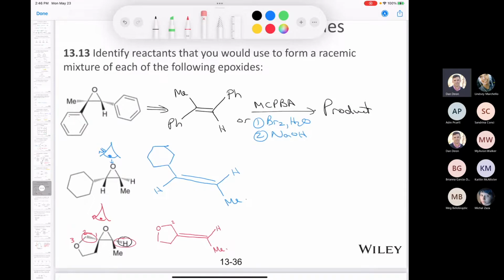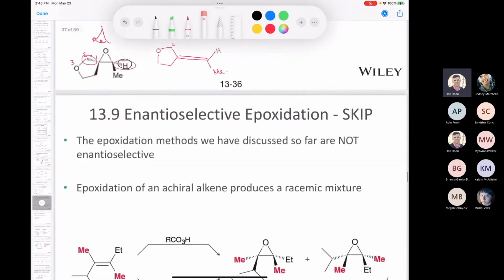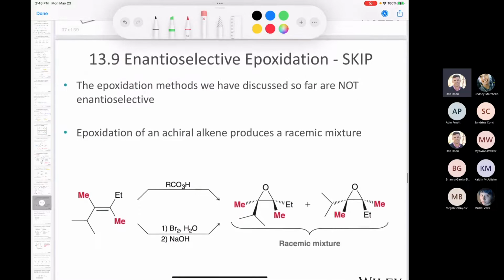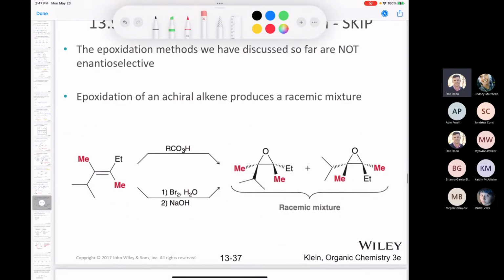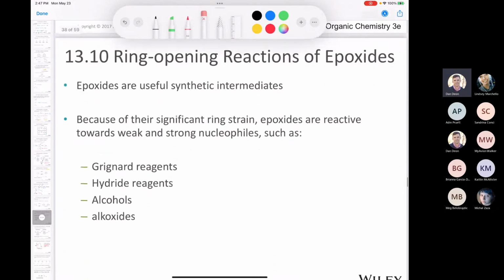All right. So again, you might want to go back to chapter 5 and just practice looking at things in 3 dimensions because it comes up a lot in the class. Anyhow, hope that helped. And let's move on. So section 13.9 deals with enantioselective epoxidation. We're going to skip that altogether. I've never seen it show up on any kind of standardized test, so don't worry about enantioselective epoxidation.